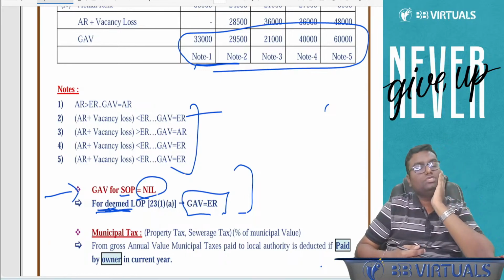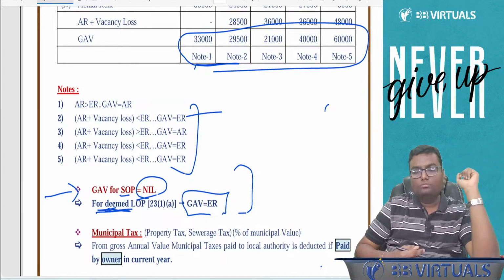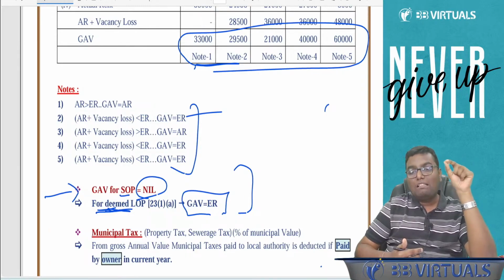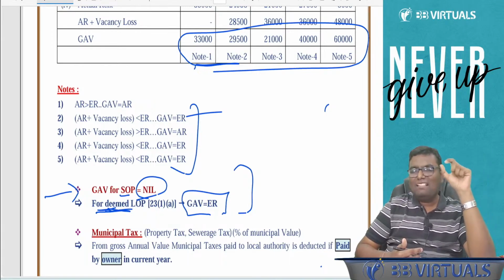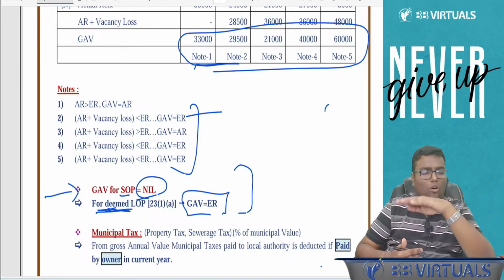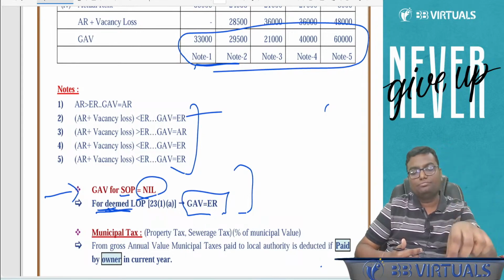Okay. We are done with the very first step, and that is gross annual value. Now, after gross annual value, what is the second step in the structure? Municipal tax paid by the owner during the previous year. Let us understand everything regarding this one line.